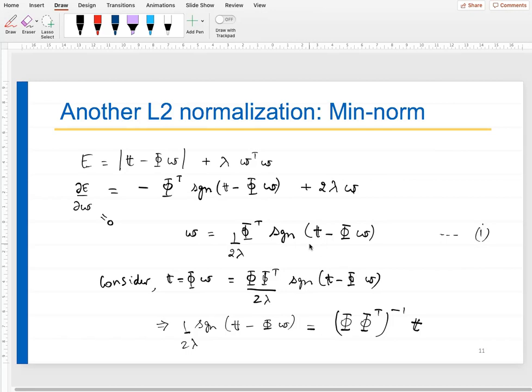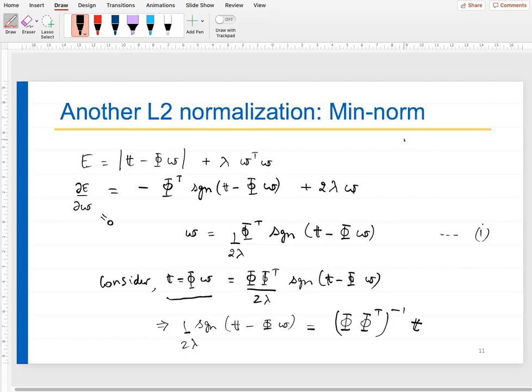I think I missed something. This solution is applicable if we have more parameters than the number of equations, which means that my model can always learn the training set perfectly. I'm only minimizing my generalization error. So I can always optimize my w so that phi w is equal to t. So that's the constraint I'm putting here. So consider t is equal to phi w.